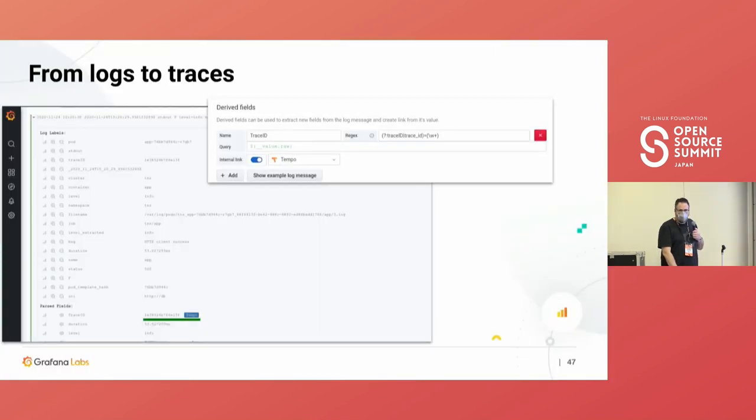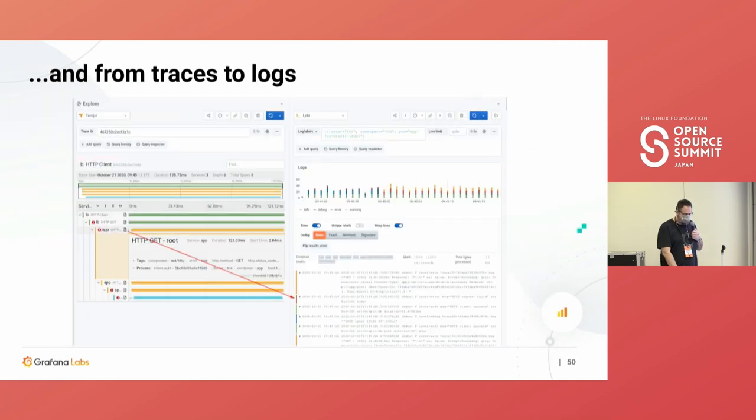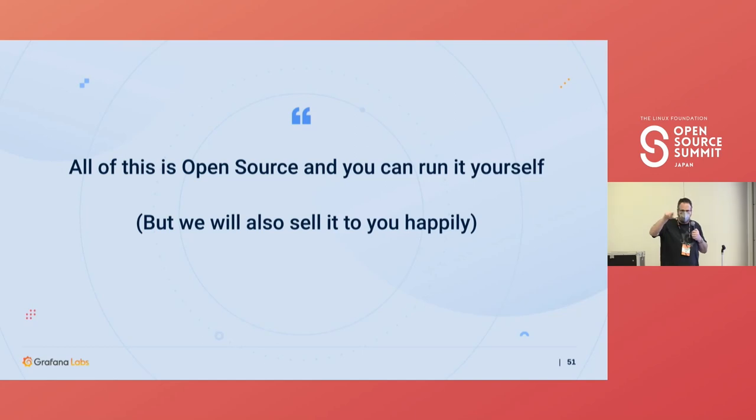So bringing all of this together, with this stack, you can jump from logs to traces, metrics to traces, traces to logs, and all the other ways. Of course, they're all interconnected, those systems on the backend. All of this is open source. You can run it yourself. If you want to pay for goods and services, Grafana Labs is happy to. I like food and shelter. But all of what I talked about is completely open source.